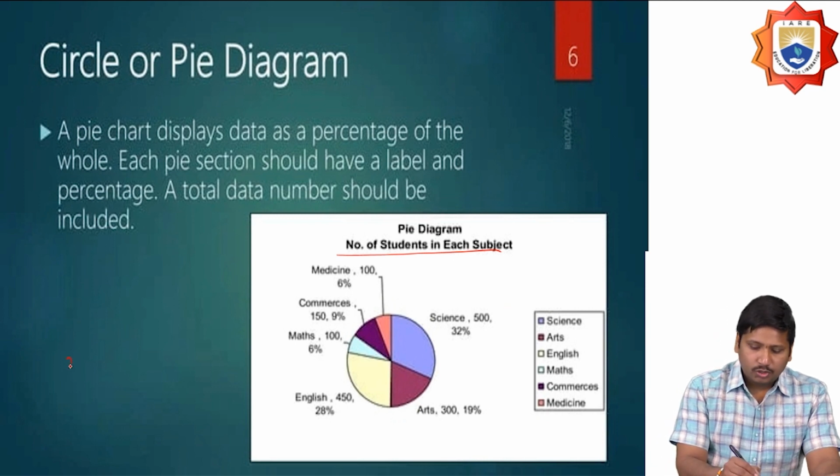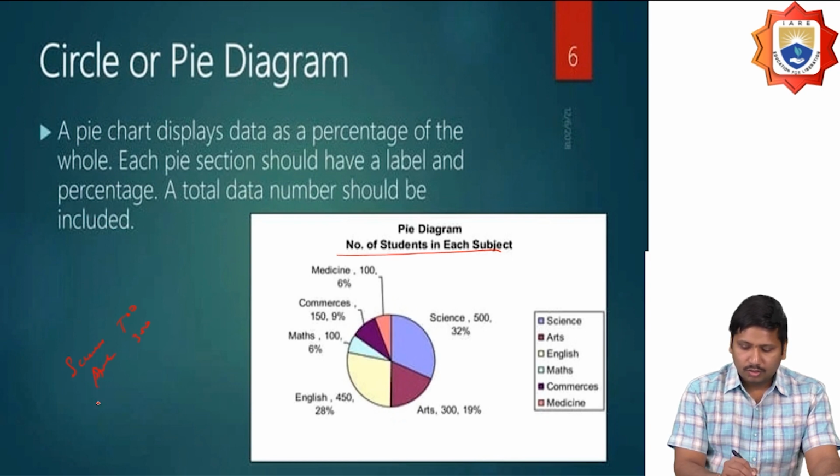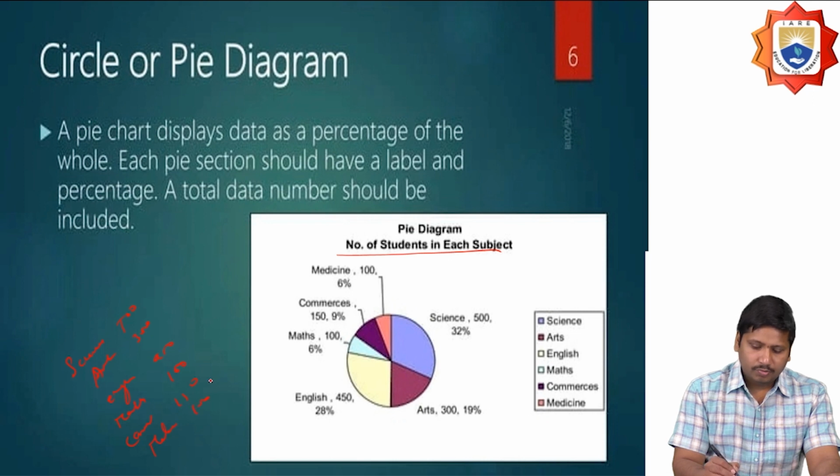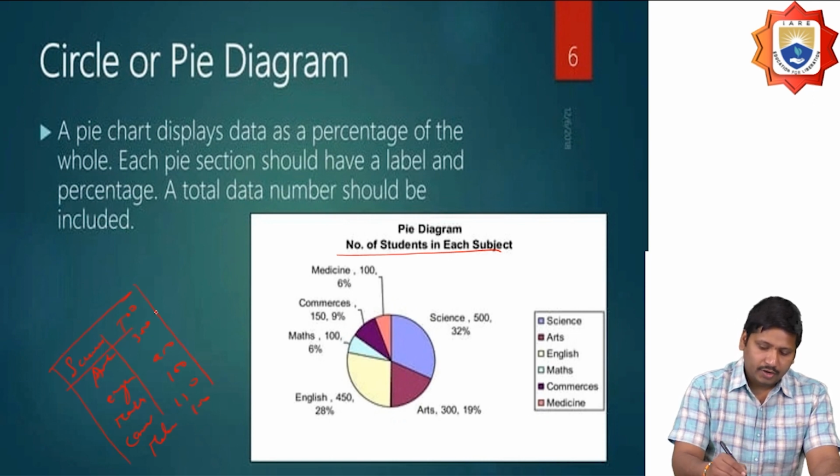So initially I'm going to have science, 500 people, and for arts 300 people, for English 250 people registered, maths 100 people, commerce 150 people, and medicine 100 people. Like this, I'm going to have a table.